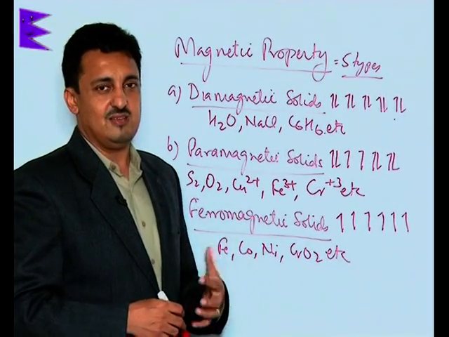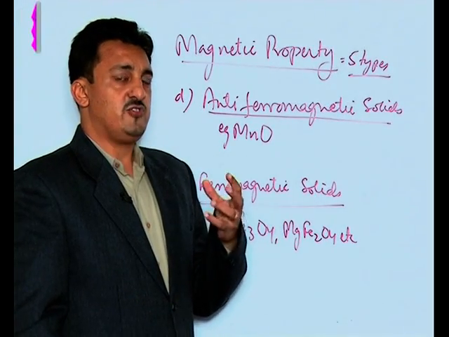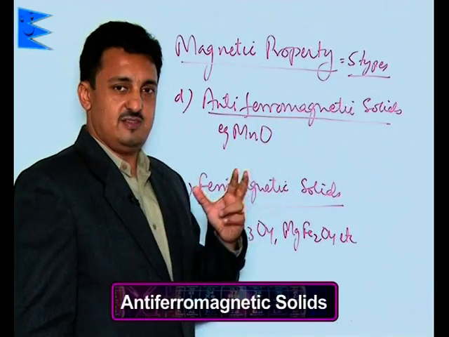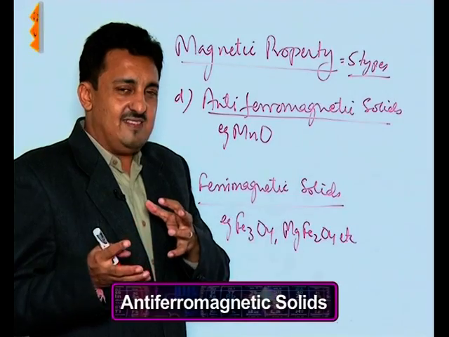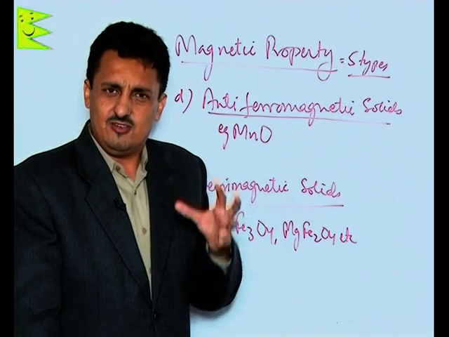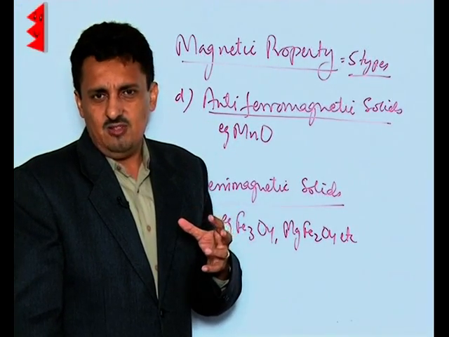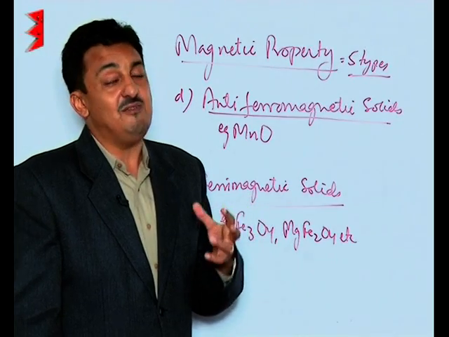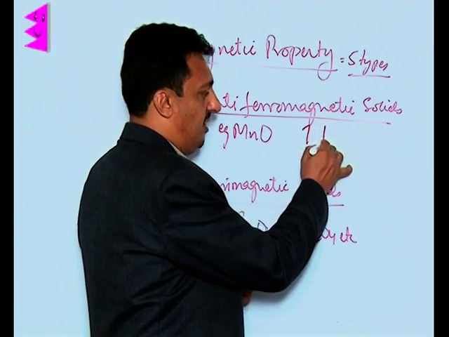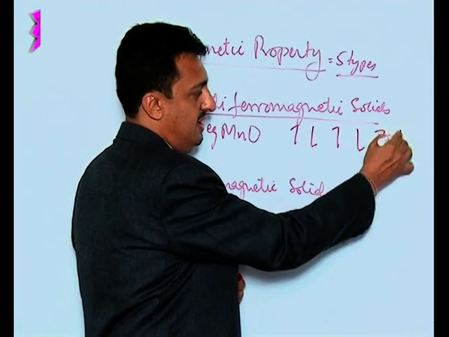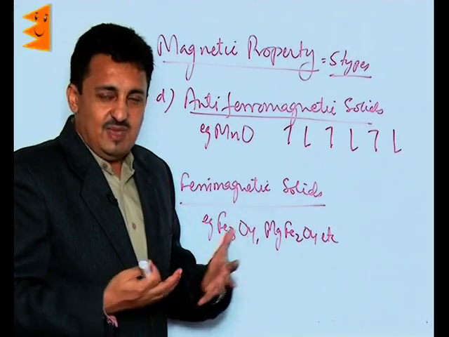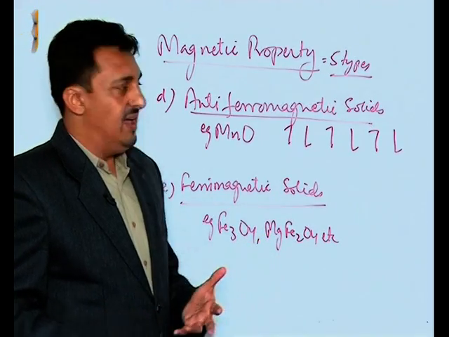which are ferromagnetic solids. The fourth category of solids on the basis of their magnetic property are antiferromagnetic solids. Now as the name suggests, they are exactly opposite to the ferromagnetic solids. How? They have many unpaired electrons, but in spite of that, when they are placed in an external magnetic field, they behave like diamagnetic solids. The reason is that their electrons are aligned opposite to each other. As a result, their magnetic moments get cancelled. So they behave like diamagnetic solids in an external magnetic field. And the example is MnO.